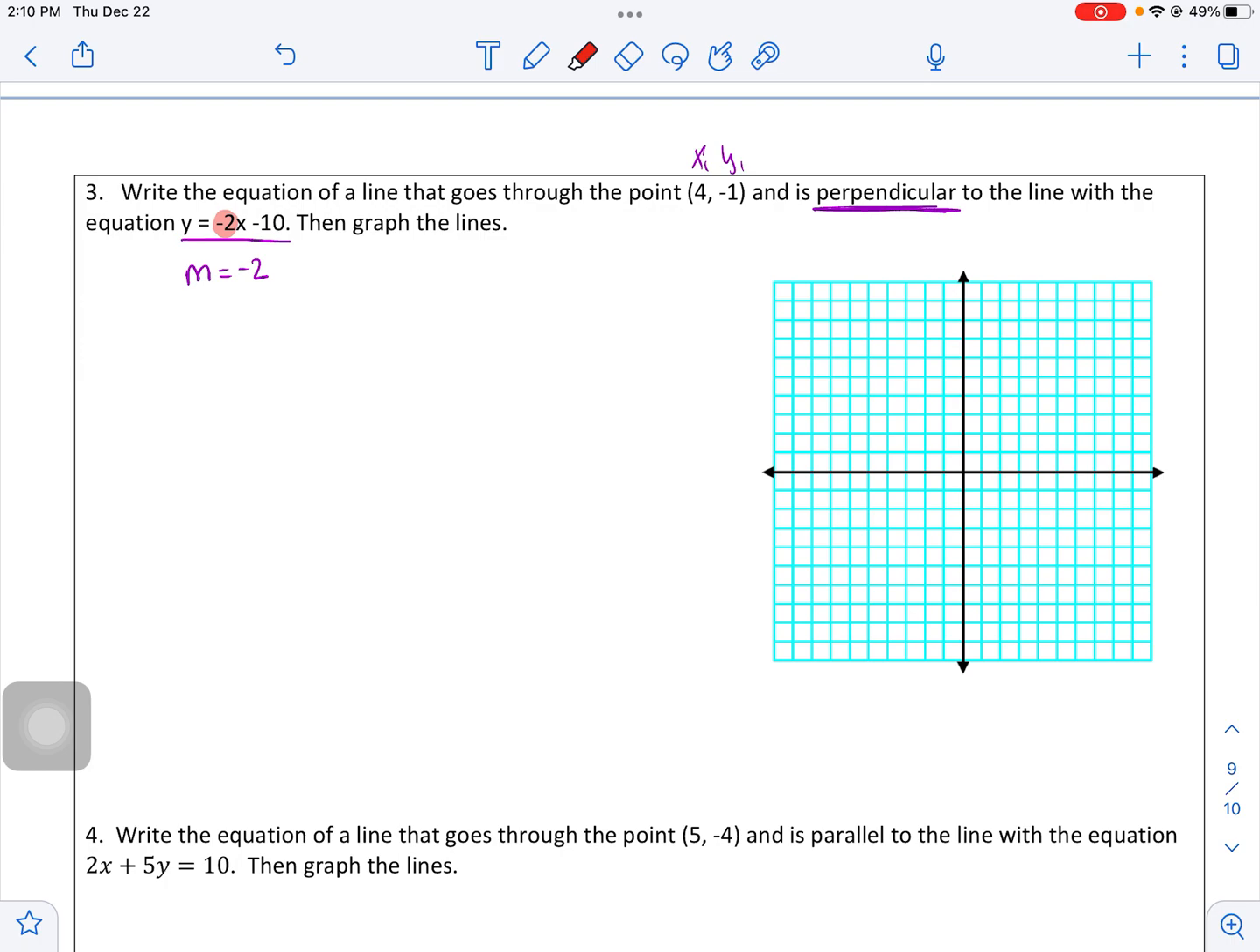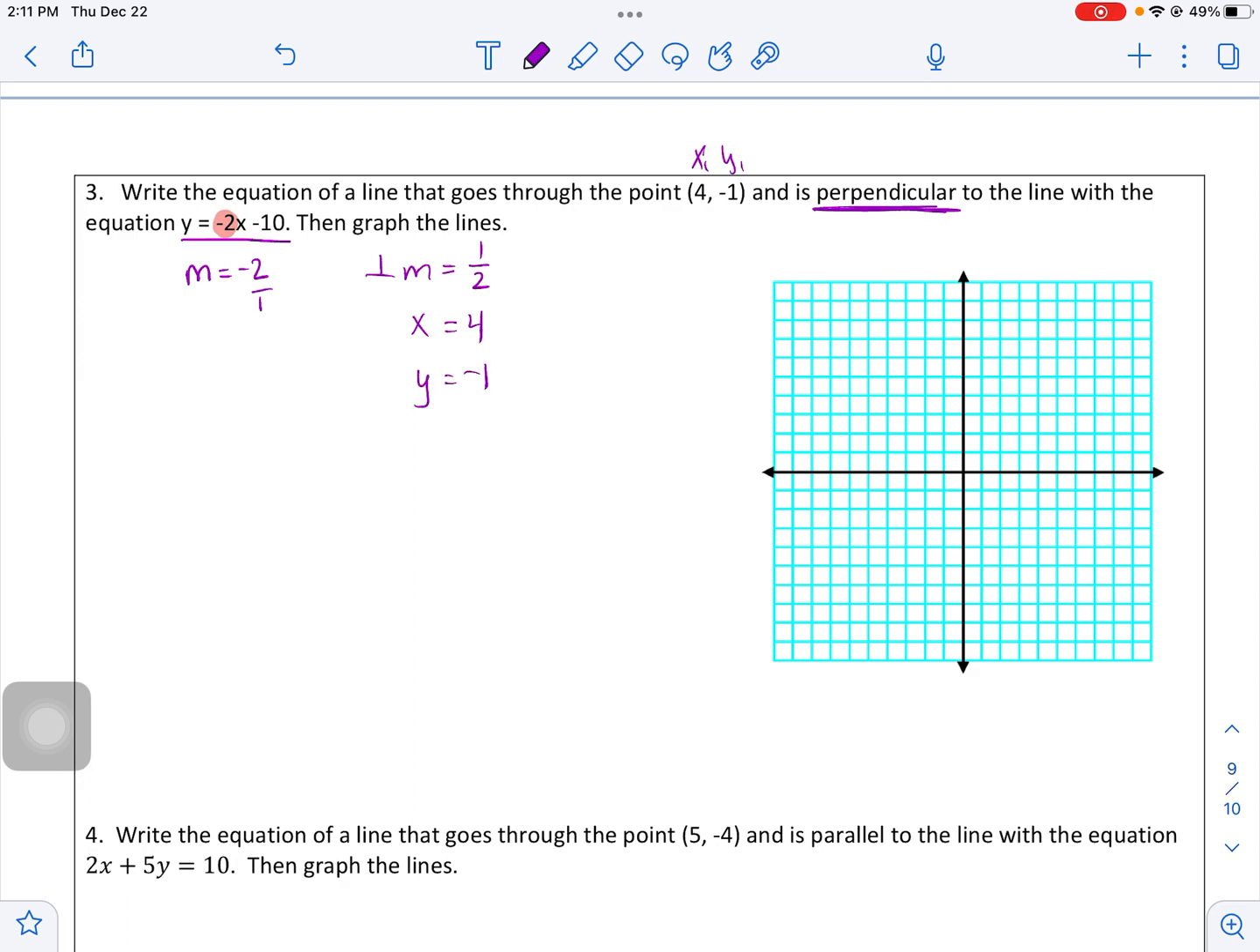But because I want a perpendicular slope, it's already negative from the beginning slope, so now it has to be positive. It was 2 over 1. Now I'm going to flip it, 1 over 2. So my perpendicular slope is 1/2. I know my x value is 4. My y value is -1.